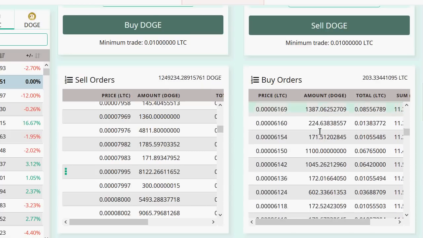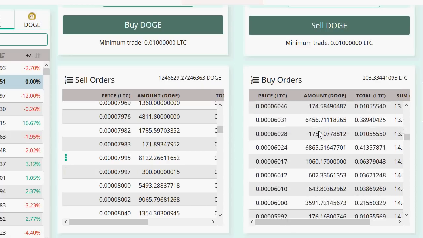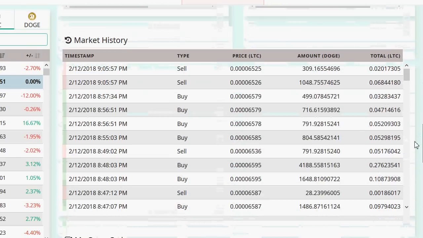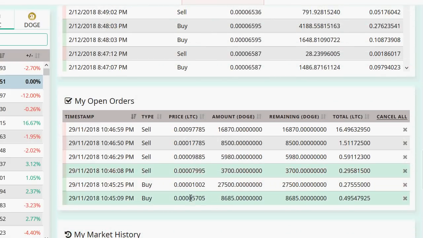Oh, we look down at 57.05. So how do the orders look overall? Well, we got a buy at 57 and a buy at 1,000. So I got 2 buy orders in, and half a Litecoin.